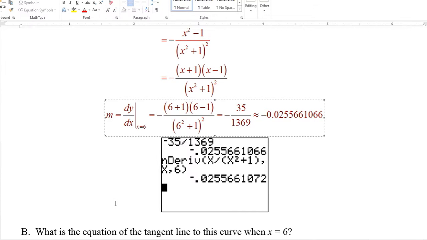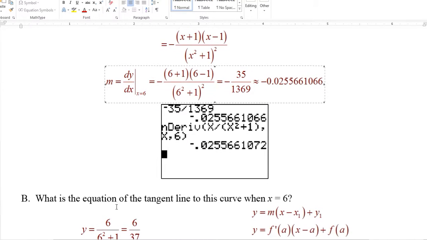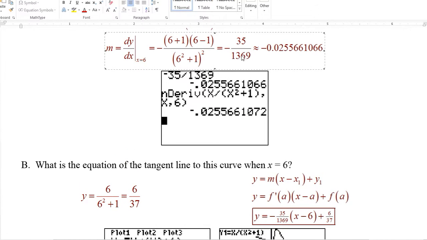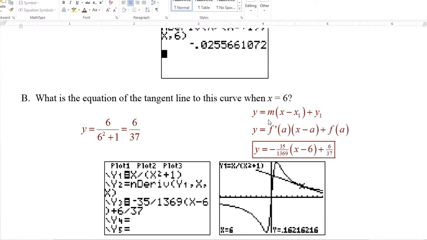All right, what is the equation of the tangent line to this curve when x equals 6? Well, we have the slope of the tangent line. We need to find a point on the curve. When x equals 6, y is 6 over 6 squared plus 1. That's 6/37. So now we have a point, x equals 6, y equals 6/37, and we have a slope, negative 35 over 1369. So in general, the point slope form of a line is y equals m times x minus x1 plus y1, where x1, y1 is a point.